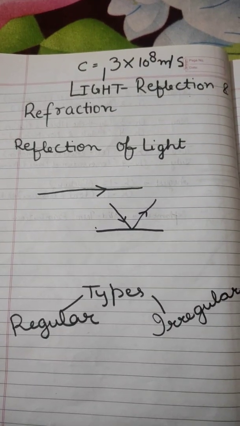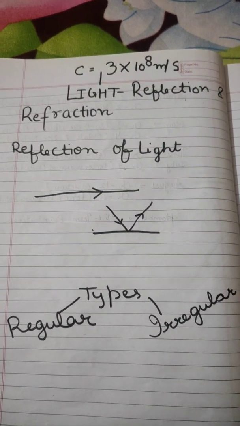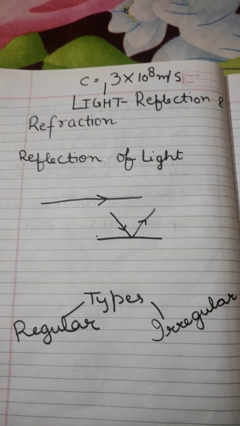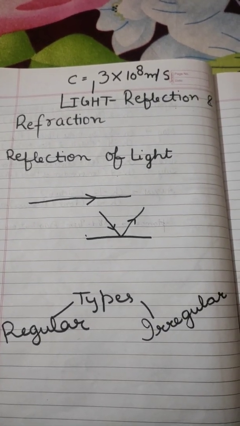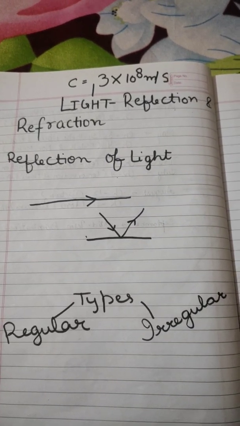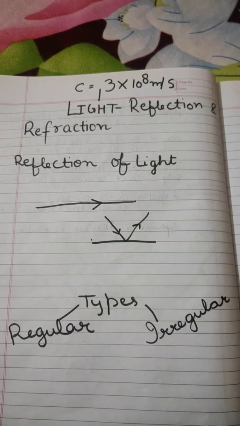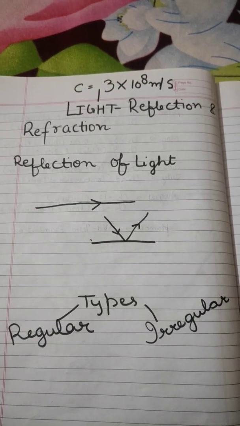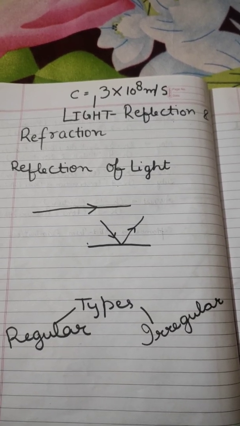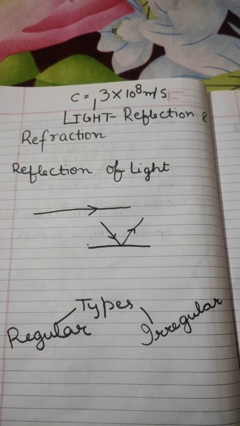So now we are going to start with the very first chapter of class 10th physics, light, reflection and refraction. Now this name can help you better understand what this chapter is about. Yes, this chapter is about light, and the two main properties of light which are going to be discussed in this chapter are reflection and refraction.